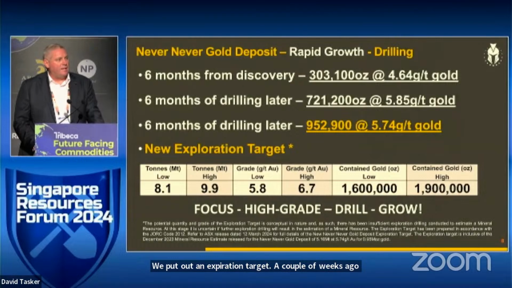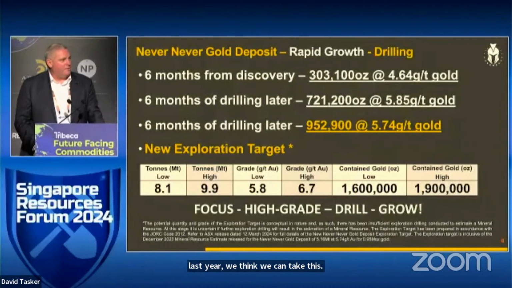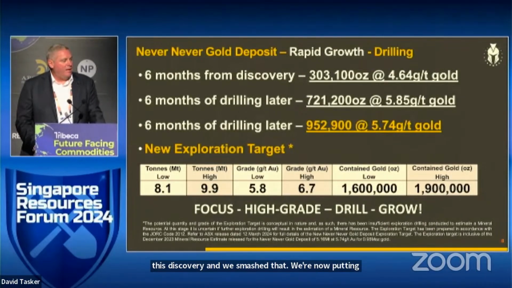We put an exploration target out last year after making this discovery, and we smashed that. We're now putting out guidance to get to 1.6 to 1.9 million ounces of high grade in front of this plant, and that will be a pretty substantial turnaround story at that point. Just highlighting there, every 6 months we put out new resource updates, and every one of them has been positive, 200,000-300,000 ounces at very high grade.